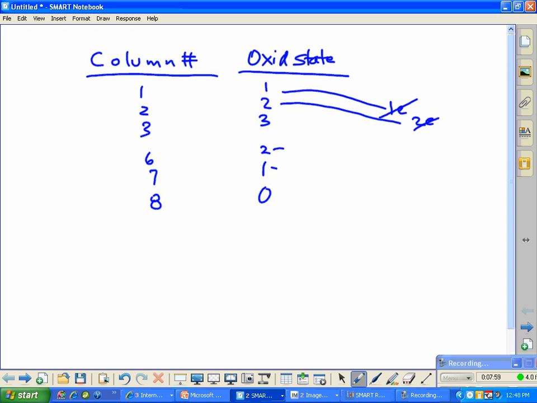So when I take these 2 electrons away, I have just become 2 plus. And now when I take away 3 electrons, I'm going to be a 3 plus, right? So this guy is a 1 plus, 2 plus, 3 plus. Now, why do these guys go negative?